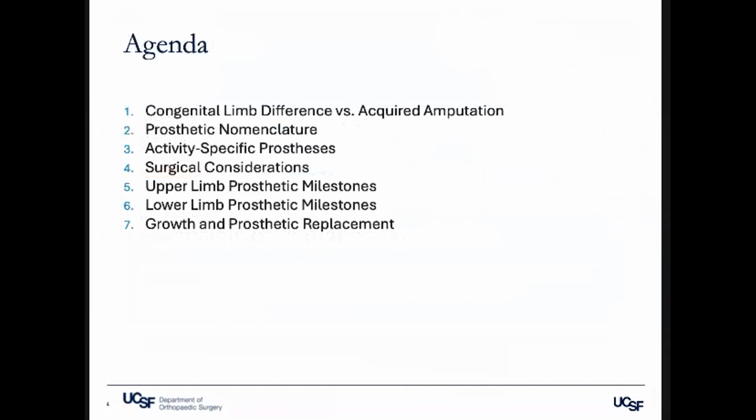I'm just going to talk about congenital limb differences versus acquired. Prosthetic nomenclature, we'll go over that a little bit. I think many of you are aware of the basics of prosthetic care, so I won't spend too much time on that. Activity-specific prostheses, surgical considerations, some of which Dr. Mayer just presented, and upper and lower limb prosthetic milestones, as well as growth and prosthetic replacement.